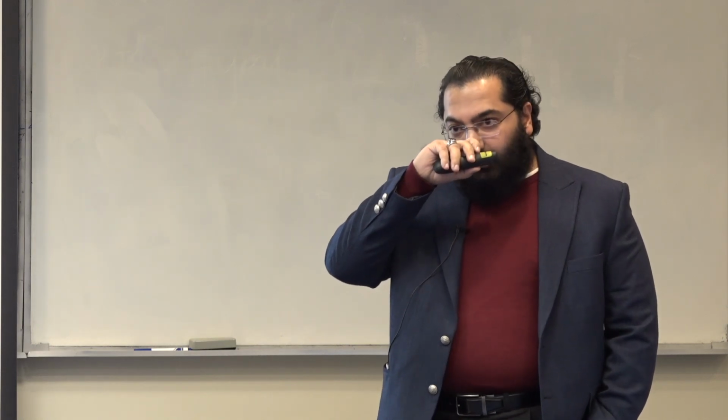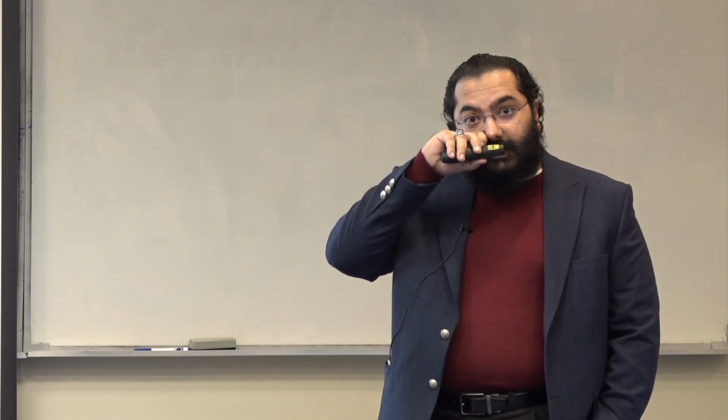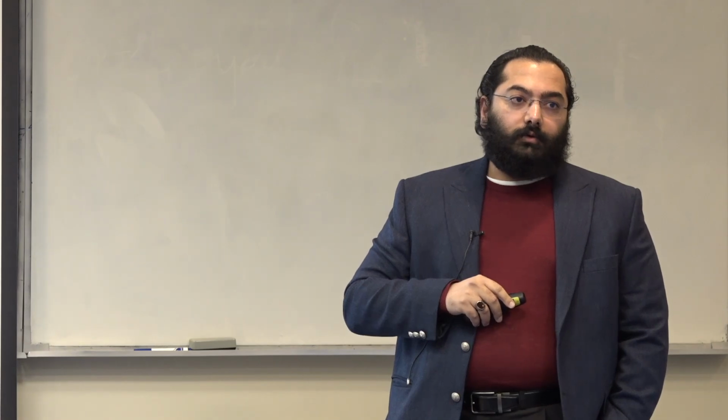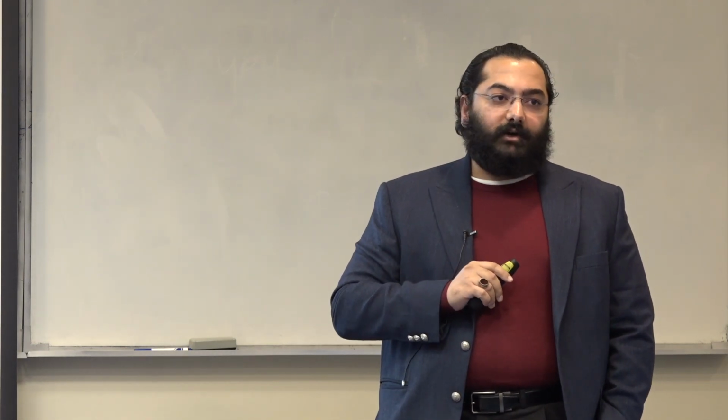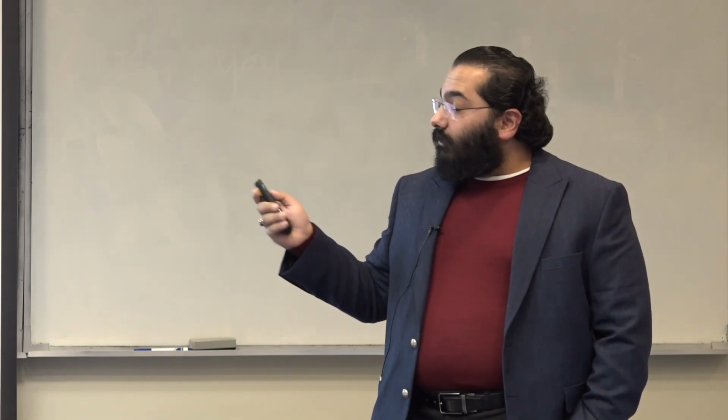And I do think that the state bank is a political actor. It issued 2 briefs in 2021 in defense of the 2022 amendment that was coming up, and I think it needs to manage its reputation better with the public. What is it doing? And I do think Section 9C needs to go from the State Bank Act. I think that is partly responsible for this. The idea that Section 9C from the State Bank Act, the borrowing prohibition on the government, was going to discipline the government. We need to rethink the sort of checks and balances that we're placing on the government.